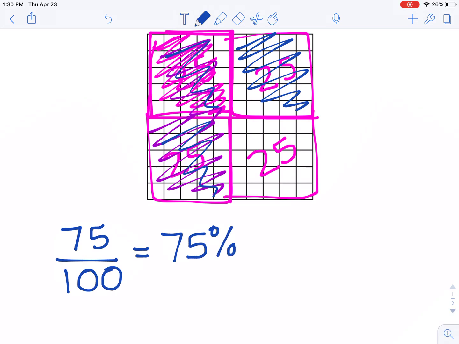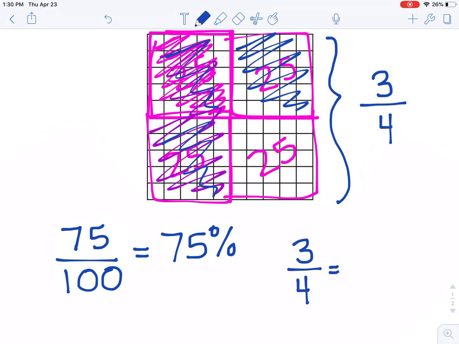But friends, since these are all in 4 parts, I have also colored 3 out of 4. So another easy percent for you is knowing 3/4 equals 75%. Okay, so anytime you see 3/4, you also know that that means 75%. And it's just another easy one. It's 25 plus 25 plus 25. All right.